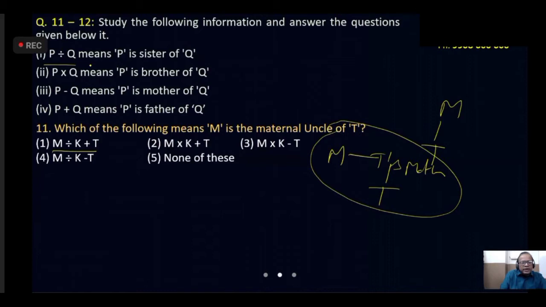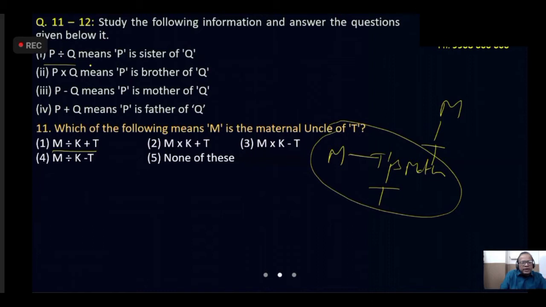M divided by K. What does it mean? M is female here. M is sister of K. So M divided by, the moment you see sister, can sister be equal to uncle? I mean male? No. That means choice number 1 cannot be the answer.